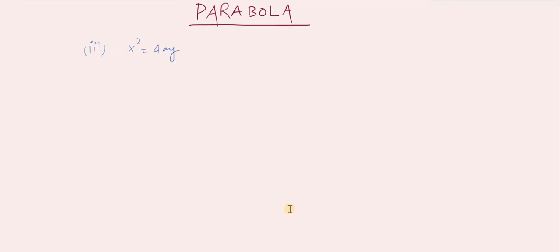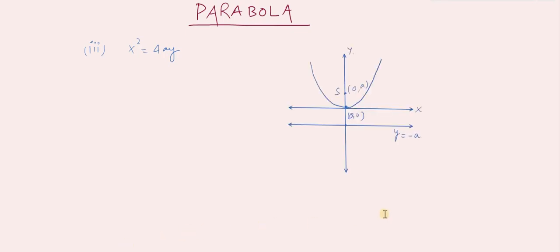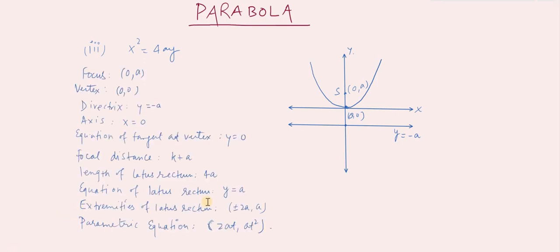Third standard form of the parabola is x square is equal to 4ay, which is also called the upward parabola because it is opening in the upward direction, and its focus is (0, a). Directrix is y is equal to minus a. So now let us define the terms associated with x square is equal to 4ay. Here a is greater than 0, obviously. In all the standard equations, a is greater than 0.